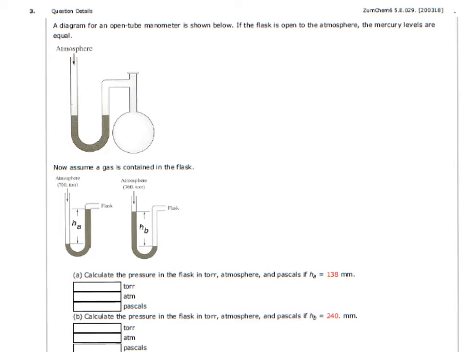And to calculate the exact pressure difference, we need to know the difference in height from one side of the mercury in the tube to the other. They give us that height in the problem. HA, or the height in situation A, is 138 millimeters. And if they told us earlier that the pressure of the atmosphere is 760, to calculate the pressure in situation A, we would take 760 minus 138, because remember the gas in the sample is lower than atmospheric pressure, and that works out to be 622 torr.